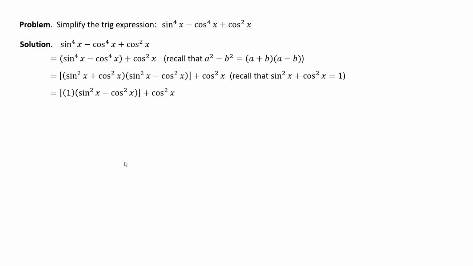And 1 times sine square x minus cosine square x, you distribute the 1, you get sine square x minus cosine square x plus cosine square x. And quite nicely, the negative cosine square x and positive cosine square x add up to 0, reducing it to sine square x. So that's what I said.